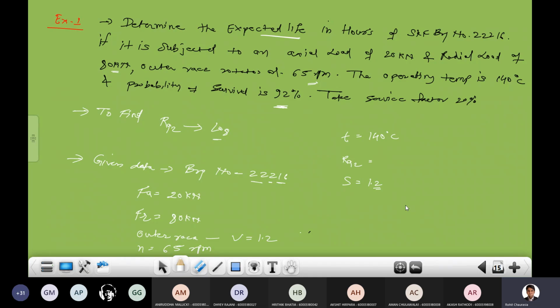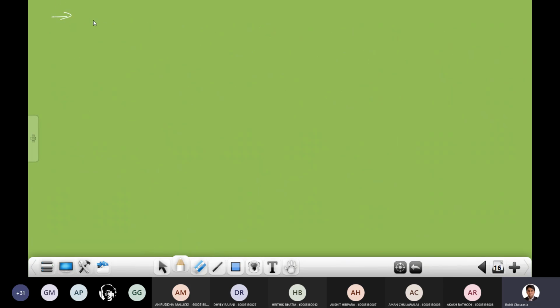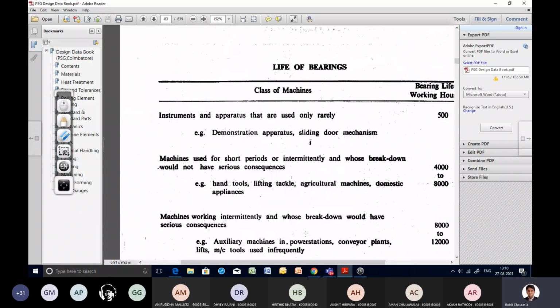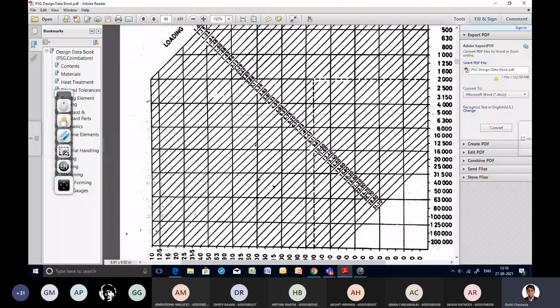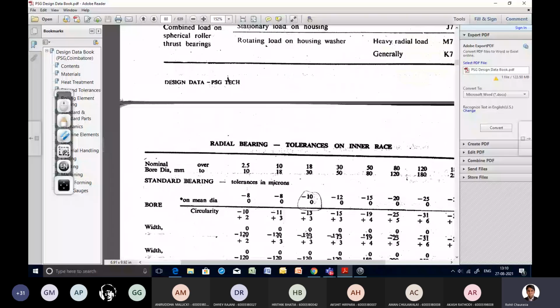Before moving on, one thing I know is the bearing number 22216. I need to go to the PSG data book and search this bearing number to find out the values of C and C0. The C and C0 are the dynamic and static load carrying capacity. So our full focus is around these two parameters. Let us go to the PSG, the cylindrical roller bearing and spherical roller bearing section, maybe around page number 4.30.